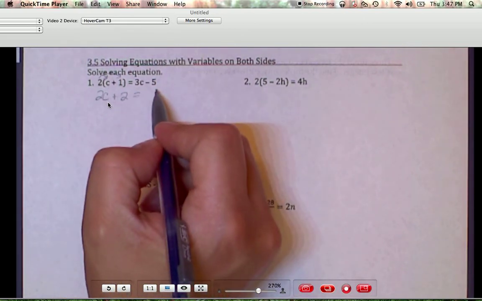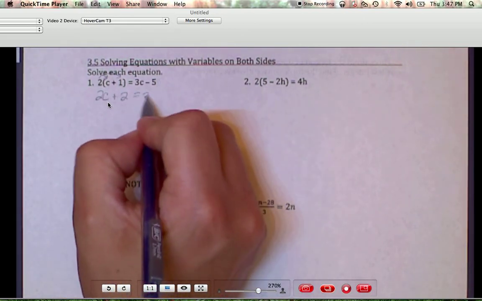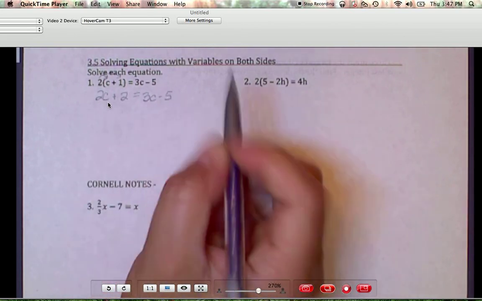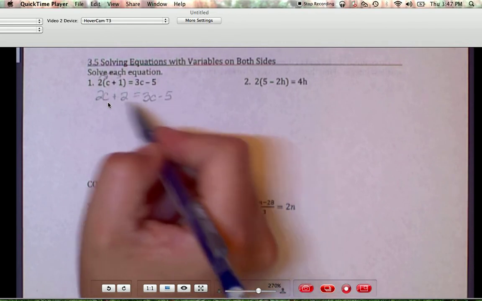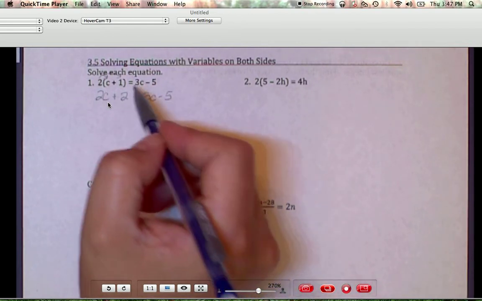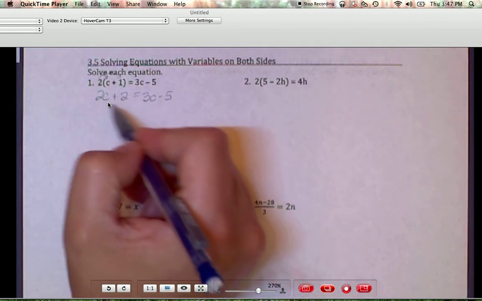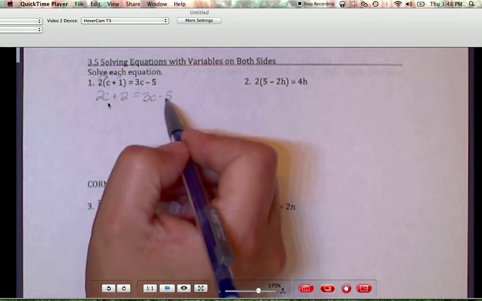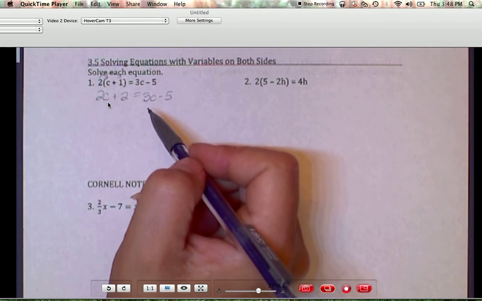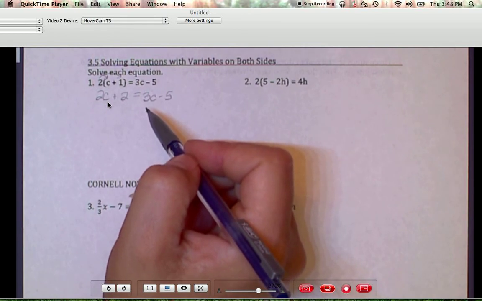Is there any way we can simplify the right side? No, so we're left with 3c minus 5. Once we get here, you want to double check that you can't simplify anything else on the left side or the right side. These two cannot be combined together because one is a c and one is a constant. Same thing here. So we are ready to move some things around.